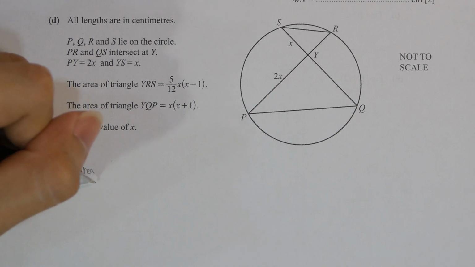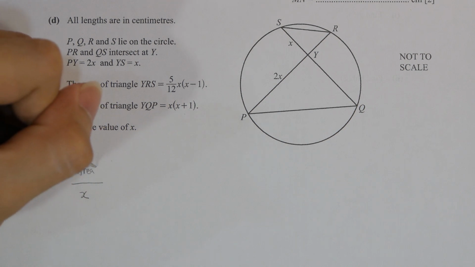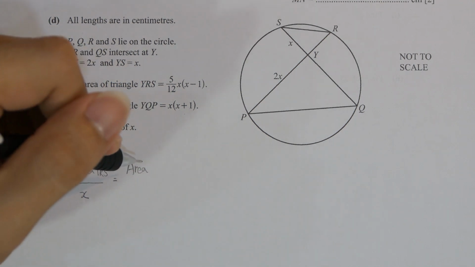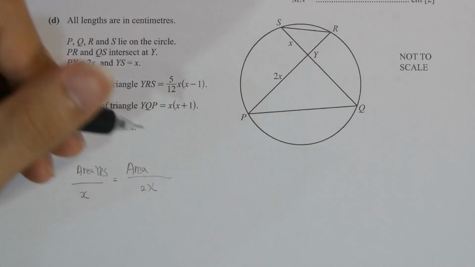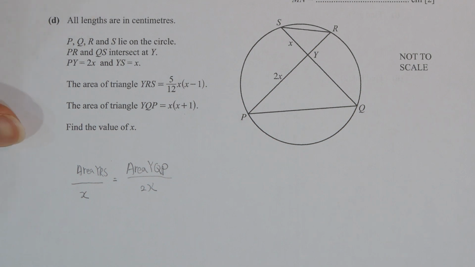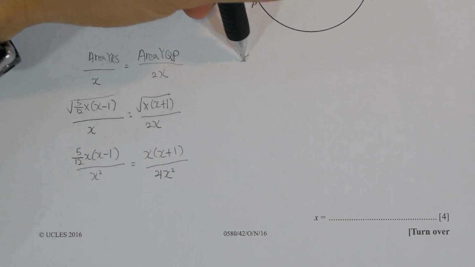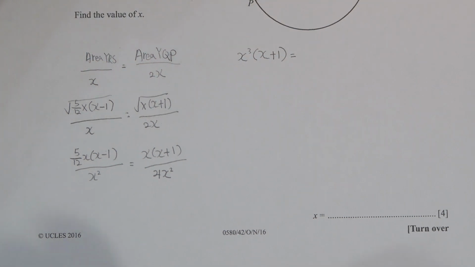As for part D, this is the tricky one. You can see from what I've written, area YRS over X equals area YQP over 2X. For area, please remember to square root it. By doing so, you're required to get rid of the square root, so I squared both sides. So x will become x squared and 2x will become 4x squared. So you cross multiply. At the end, you will get x value as 4.